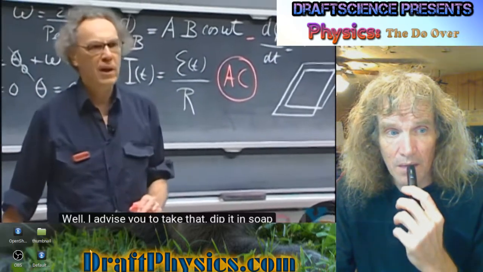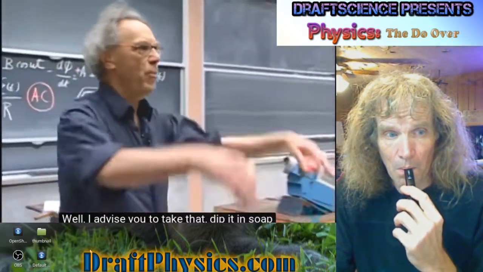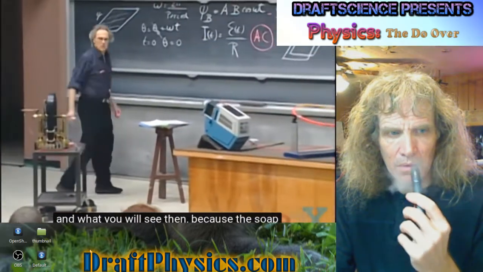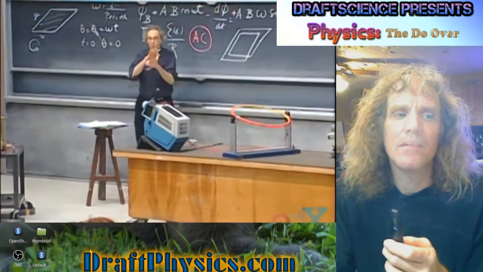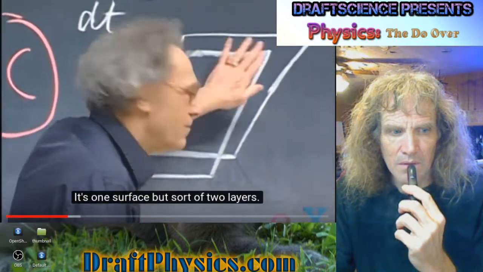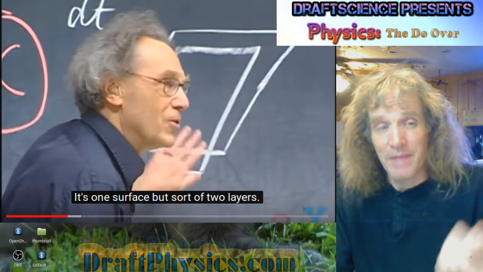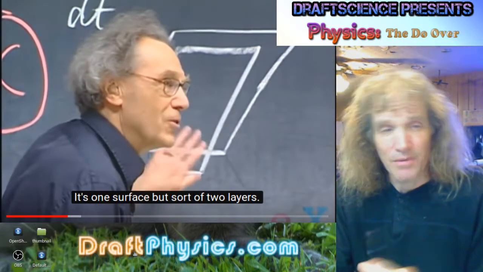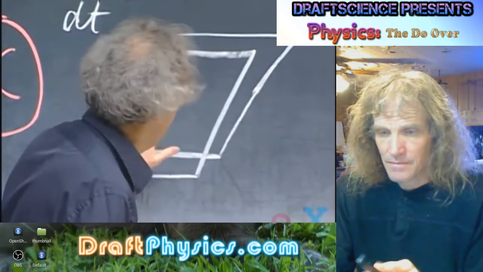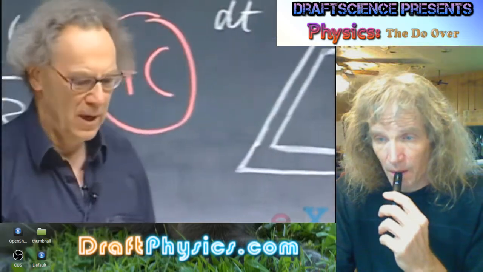What will it look like? Well, I advise you to take that, dip it in soap, and look at it. And what you will see then, because the soap will attach everywhere to the closed loop, is one surface. It's not two separate surfaces. You don't have two separate loops. It's one surface, but sort of two layers. One is lower and the other one comes on top. So it doesn't matter if you made it into two surfaces and you just connected the wires, same difference.